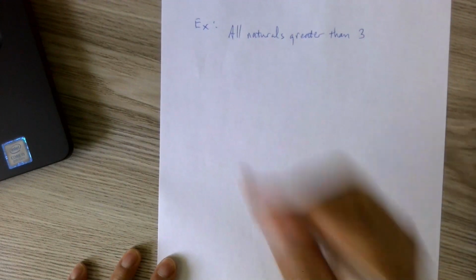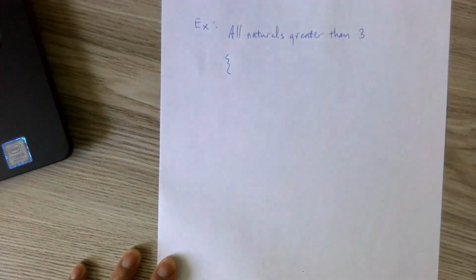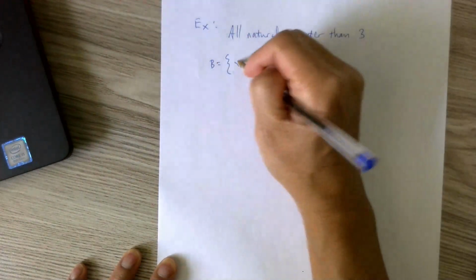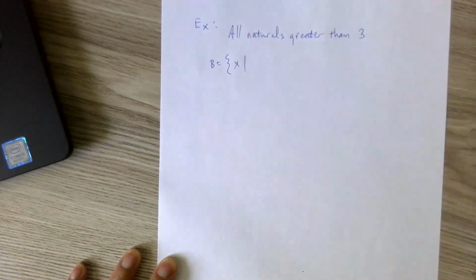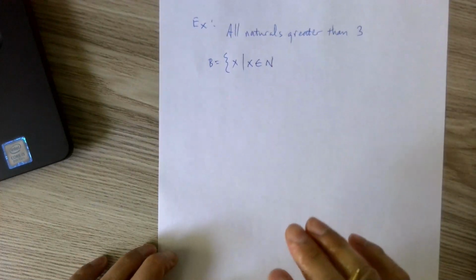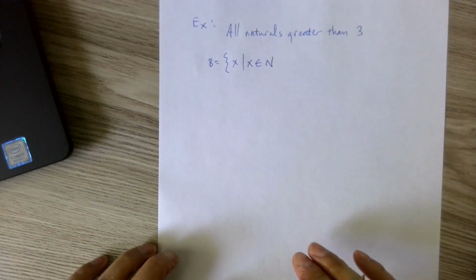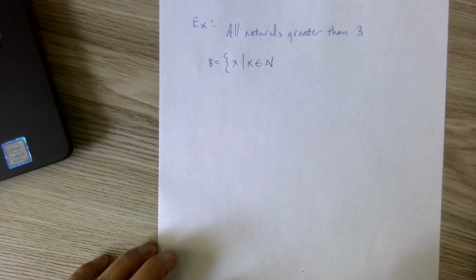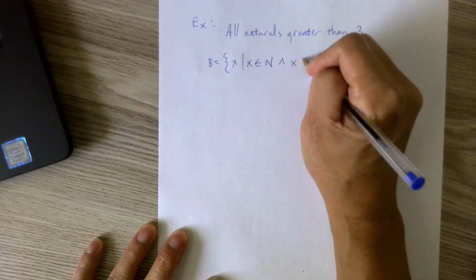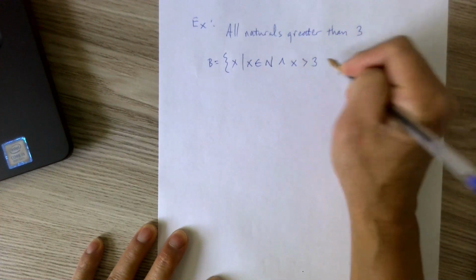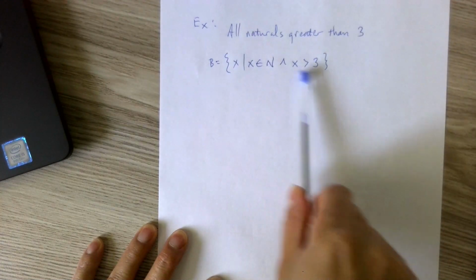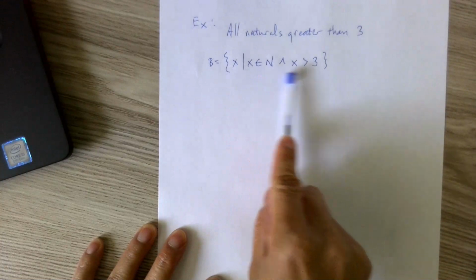Okay, so in set builder, I'm going to use x again. I'll call this set B. So set B is all x's such that x is natural. We always nail down what type of number it is, what type of number family it belongs to. And x is greater than 3. This one's pretty easy to do because it's basically from left to right, literally what the English says. All naturals, x is greater than 3.